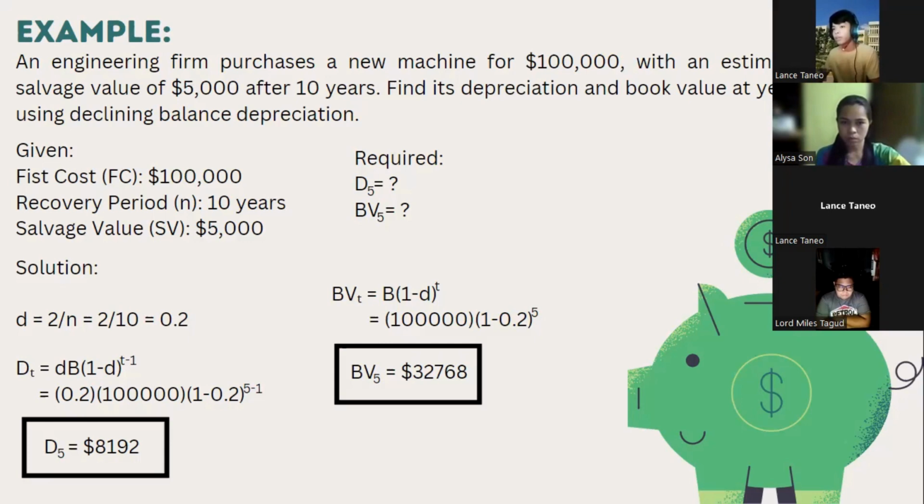So now we will get the book value at year 5. The formula will be B times quantity 1 minus d to the power t. So we know that B, the first cost, is $100,000, multiplied by 1 minus d. The d will be 0.2 to the power of 5, since t is 5. So the book value at year 5 will be $32,768.